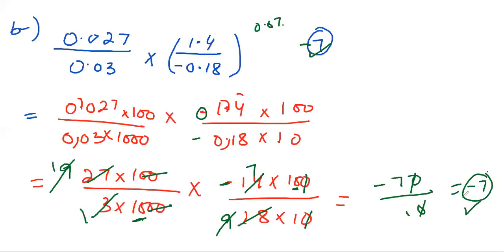Okay. So the final answer is anyways minus 7. So everyone should get minus 7 as the answer. You can match your steps and find out your mistake.